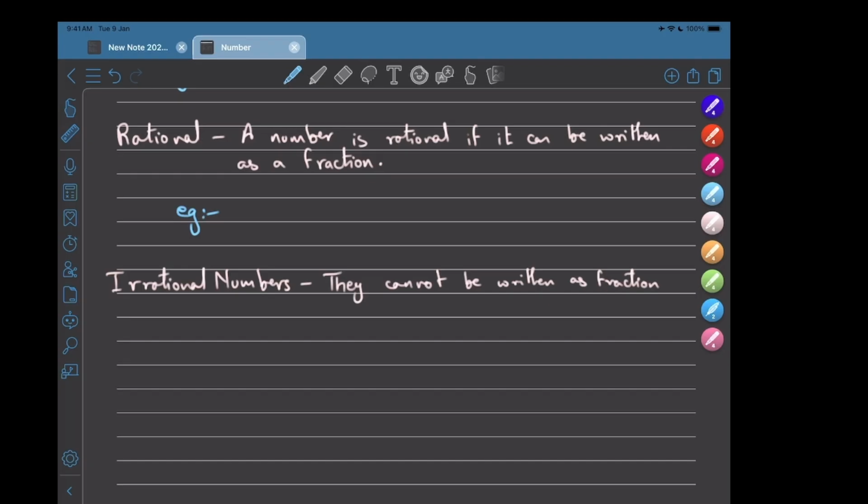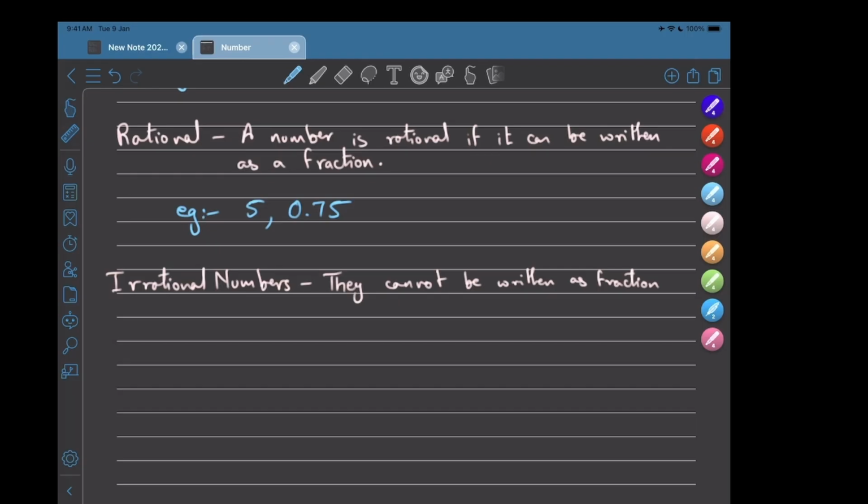So let's say 5 is a rational number. Why is 5 a rational number? Because 5 can be written as 5 divided by 1. So it can be written as a fraction. Anything that can be written as a fraction is a rational number. And then the next kind of thing is decimal numbers. Let me just write 0.75. Now 0.75 is a decimal number. Now you need to know that not all decimal numbers are rational.